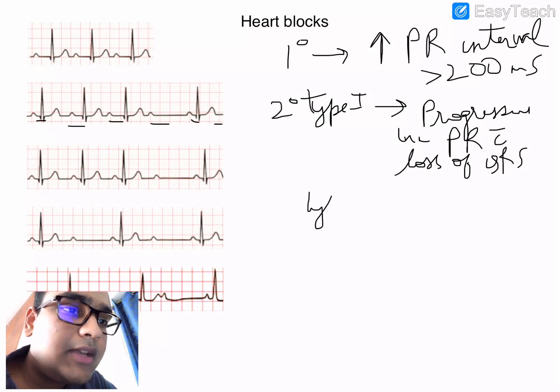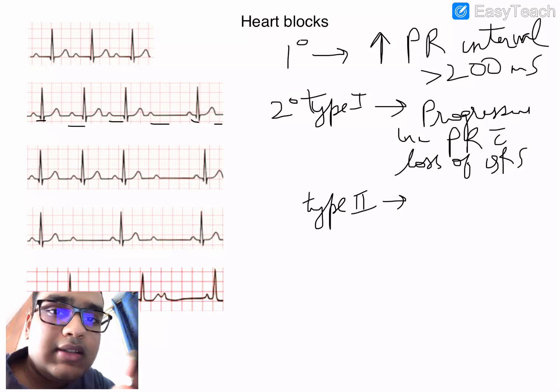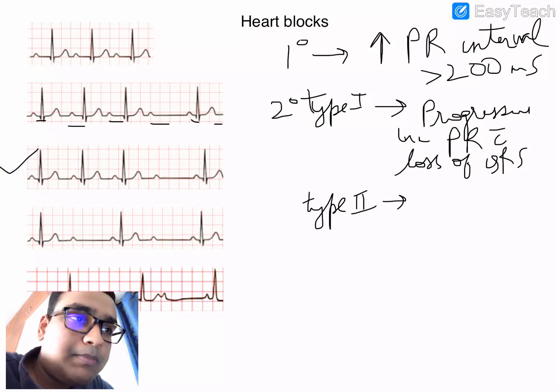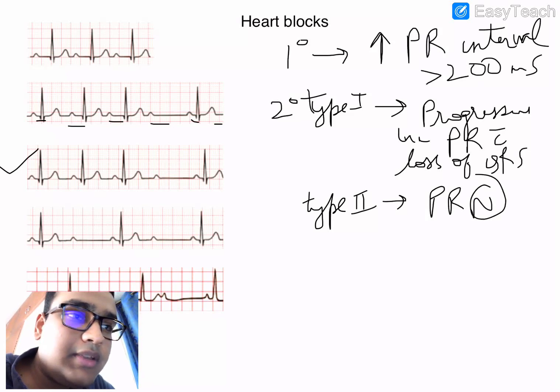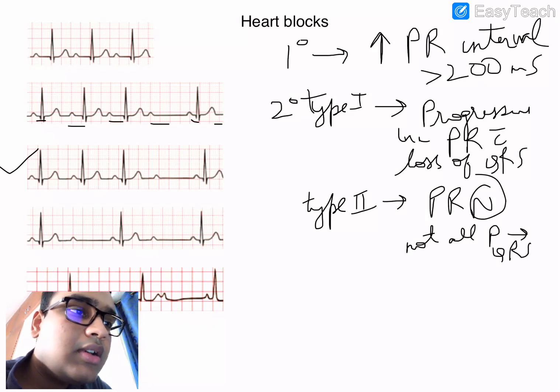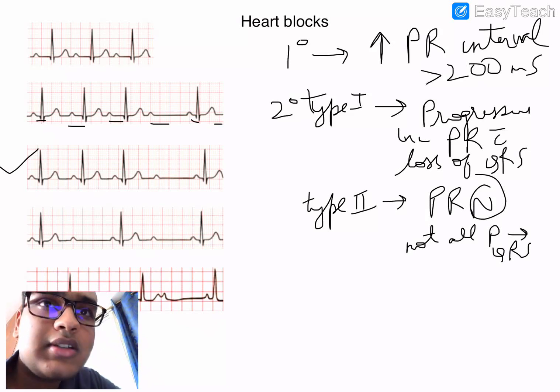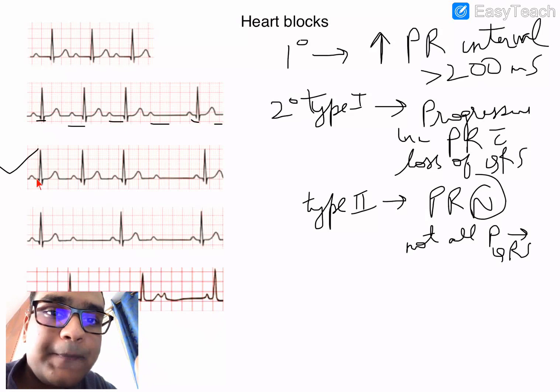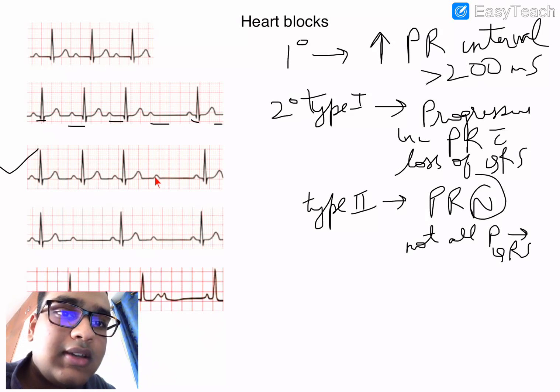So coming to Mobitz type 2 or second degree type 2. So this is the ECG for that. So in type 2, the PR interval is normal, but not all P waves lead to a generation of QRS complex. As you can see here, this is a P wave leading to a QRS complex, this P wave, this QRS complex. This P wave doesn't lead to generation of QRS complex. So that is Mobitz type 2.